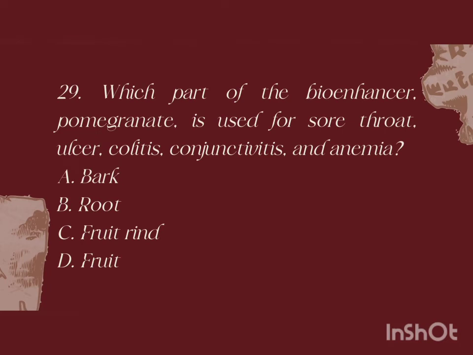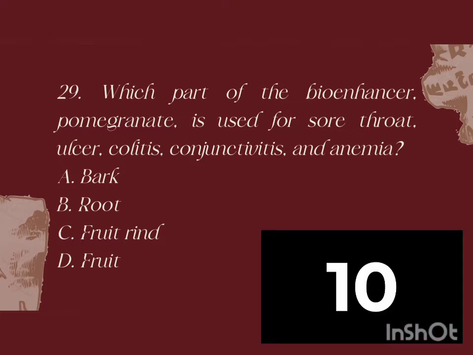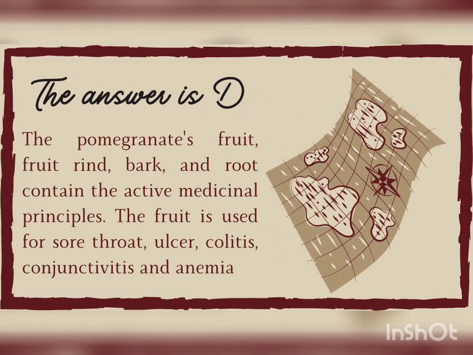Number 29. Which part of the bioenhancer pomegranate is used for sore throat, ulcer, colitis, conjunctivitis, and anemia? A. Bark. B. Root. C. Fruit rind. D. Fruit. The answer is D. The pomegranate's fruit rind, bark, and root contain the active medicinal principles. The fruit is used for sore throat, ulcer, colitis, conjunctivitis, and anemia.